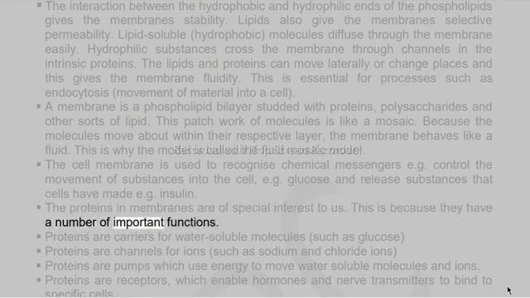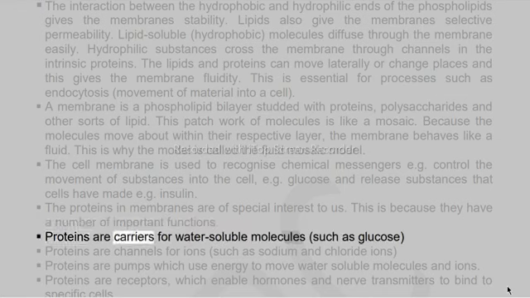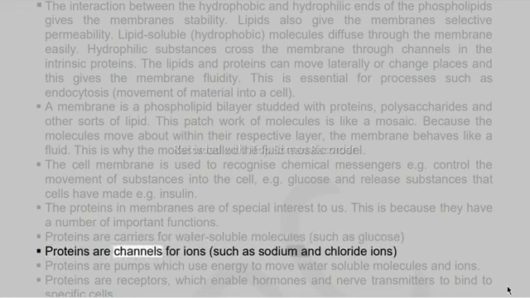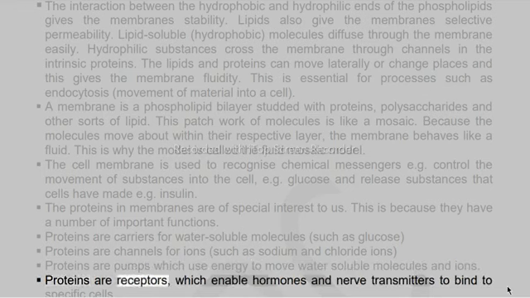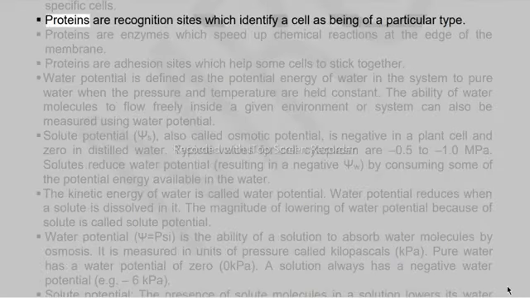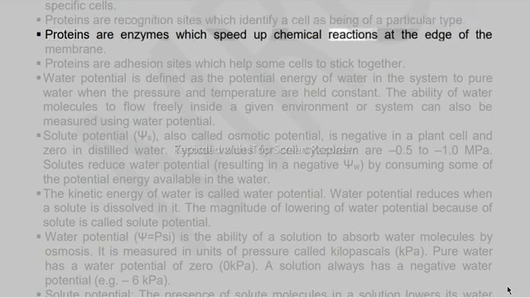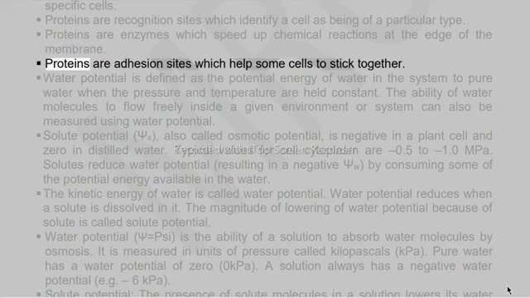The proteins in membranes are of special interest to us. This is because they have a number of important functions. Proteins are carriers for water-soluble molecules, such as glucose. Proteins are channels for ions, such as sodium and chloride ions. Proteins are pumps which use energy to move water-soluble molecules and ions. Proteins are receptors, which enable hormones and nerve transmitters to bind to specific cells. Proteins are recognition sites which identify a cell as being of a particular type. Proteins are enzymes which speed up chemical reactions at the edge of the membrane. Proteins are adhesion sites which help some cells to stick together.